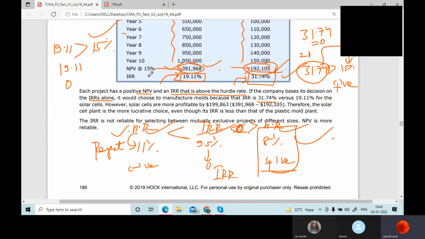Based upon the NPV and IRR decision, you will select this 31.74% project, because the IRR is this versus this for the solar cells. However, solar cells are more profitable, because when you see the difference between both the NPVs, you are getting more here. Therefore, the solar cell plant is the more lucrative choice, even though its IRR is less than that of the plastic mold plant. The NPV rule says you're getting a very high NPV here and a very big difference you are securing here. So IRR is not reliable in decision making for mutually exclusive projects. Which one is more reliable?